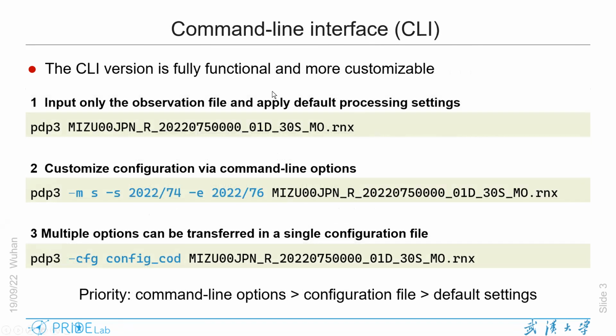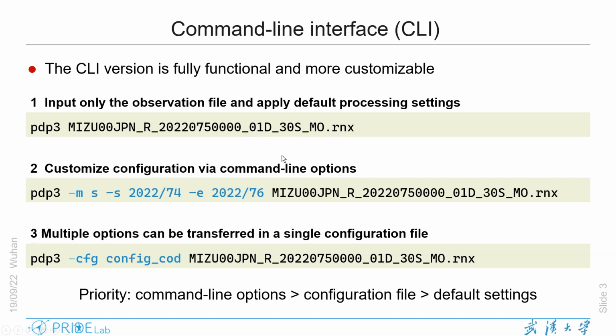Next, we come to the command line interface of the new version of PPP-AR. We have completely redesigned the usage of the PPP command. So now we no longer need to enter a long list of options to process the observation file. You just need to input this file after the PPP, and this script will fill in the options automatically, just like the first command line we show here.